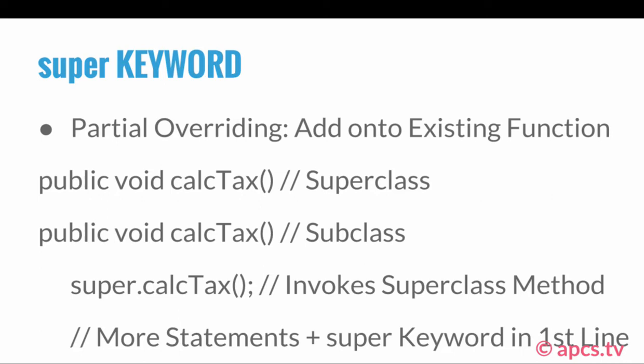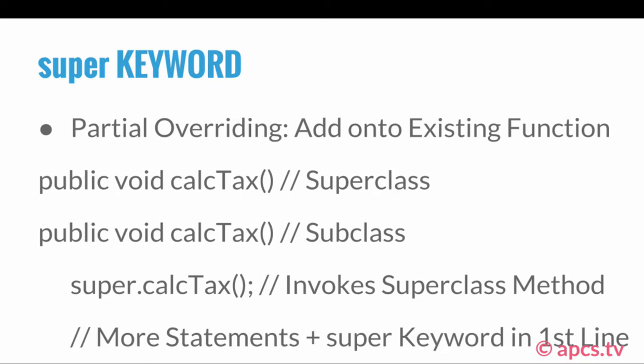So let's say that we have a superclass, and one of the methods in the superclass is public void calctax. And then it has some code after it, which I've not displayed, but that's the important thing. So we have a method public void calctax. So now if I'm in the subclass, I've inherited this method in.